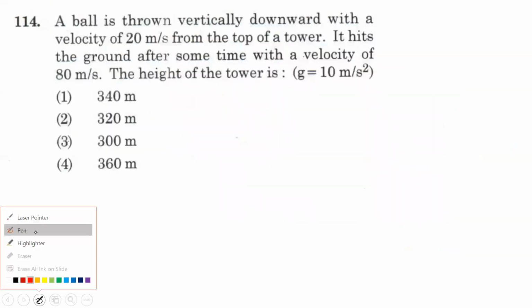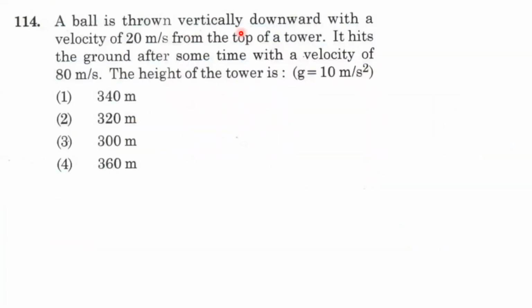114th question. A ball is thrown vertically downward with a velocity of 20 meters per second from the top of a tower. It hits the ground after some time with a velocity of 80 meters per second. The height of the tower is what they are asking. Listen here, this is the tower. From here we are projecting downward with speed u. When it reaches the ground, it has speed v. This is the displacement h. Now acceleration downward is g.